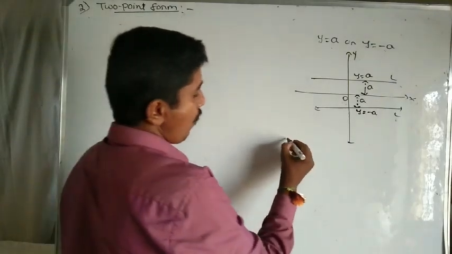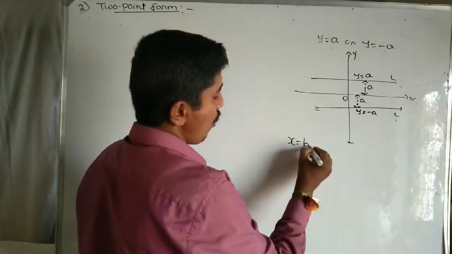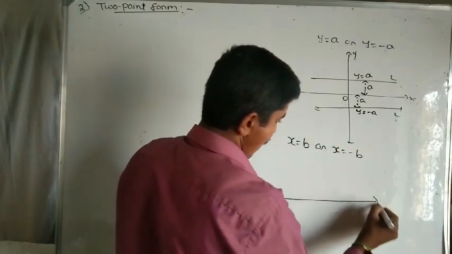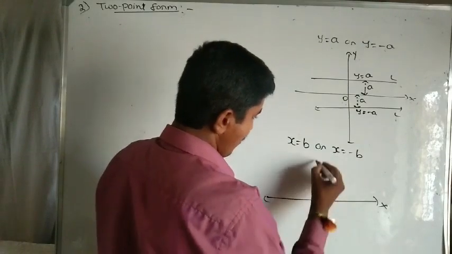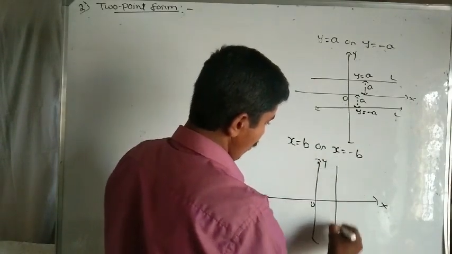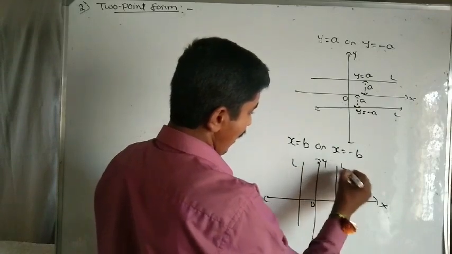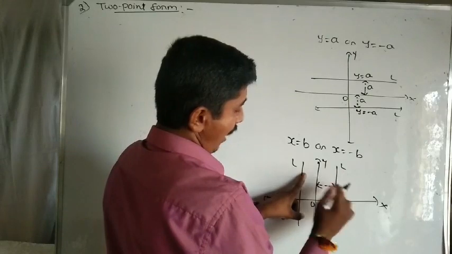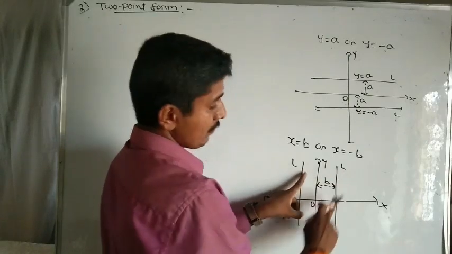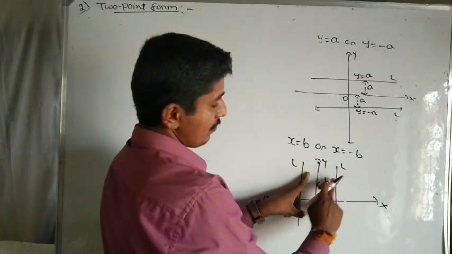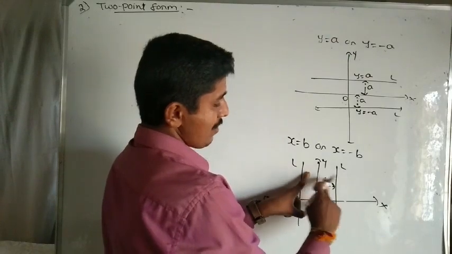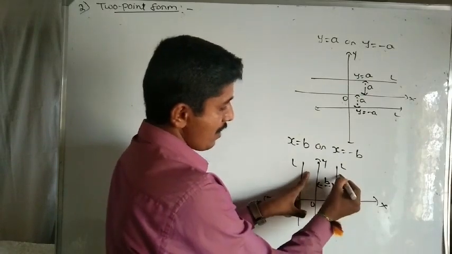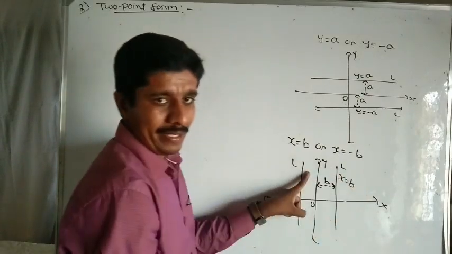And the equation of any vertical line is of the form x equal to plus b or x equal to minus b. X-axis, y-axis, O is the origin, vertical line L. Let the distance from line L to the y-axis be b. This line is at a distance b units from the y-axis and lies on the right side of the y-axis. Therefore, the equation of this line is x equal to plus b.